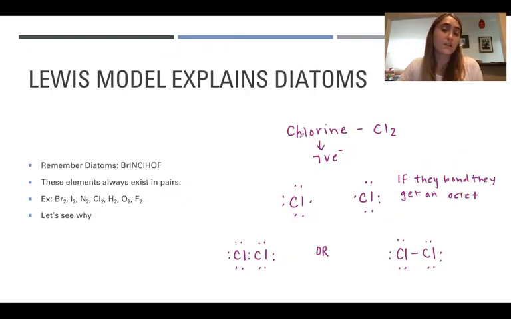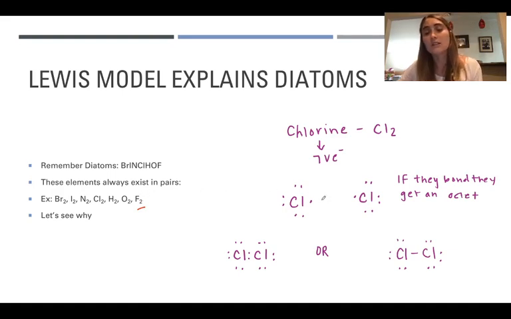So I actually mentioned this on the previous slide, but just a reminder that Br-I-N-Cl-H-O-F means that something exists as a diatom, and that means it exists in sets of two. So we've got bromine, iodine, nitrogen, chlorine, hydrogen, oxygen, and fluorine. Just like you saw in the last example, if you have one of these elements, really you have two. And what's interesting about Lewis models is that they actually explain why these exist as diatoms in nature.